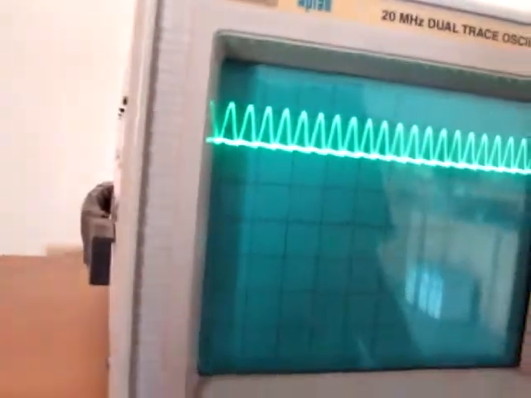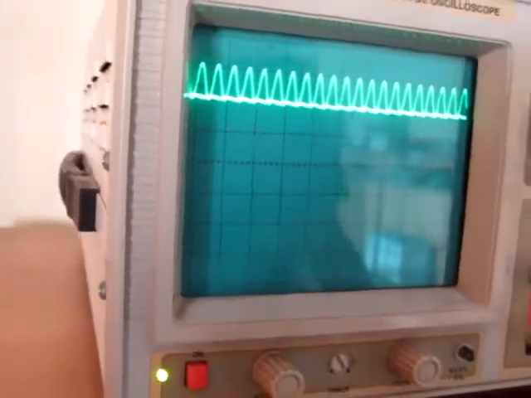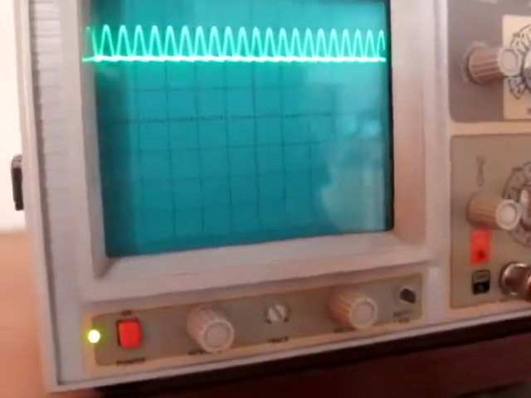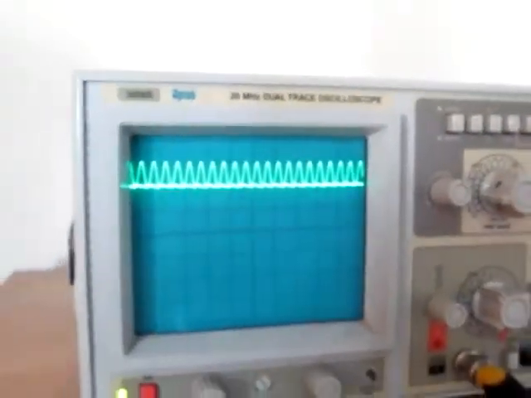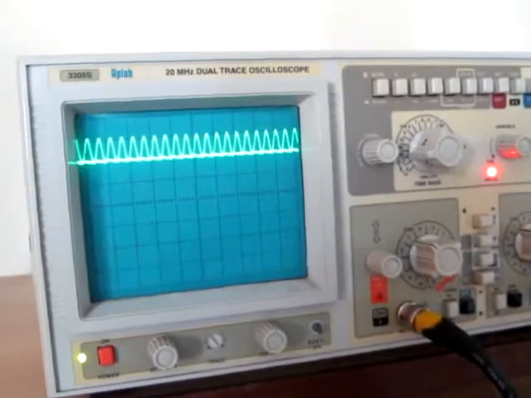Thus, we can infer that it is a low pass filter and it is attenuating the higher frequency signals. The attenuation is even greater than what we observed in simulation because of high frequency attenuation caused by the transmission lines that we have used throughout the circuit.